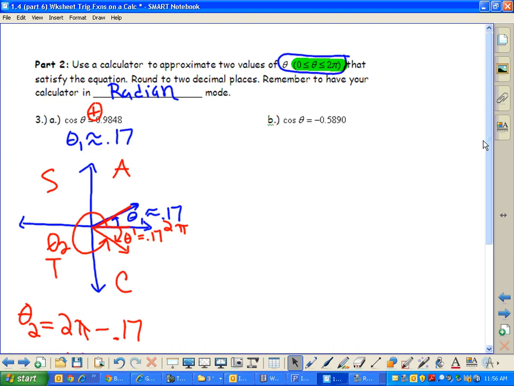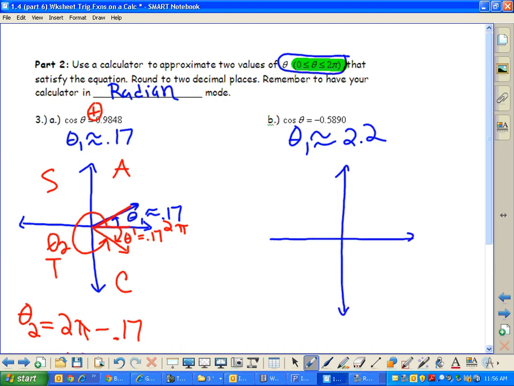All right. This time around, cosine's negative. You already found the value of theta 1 as your warm-up today. The first value of theta for this is about 2.2. So step 1, you have to draw that angle. 2.2 radians, not quite to 3.14. So you're looking like up in here somewhere. This is 3.14 radians. 2.2 has to be back from that.